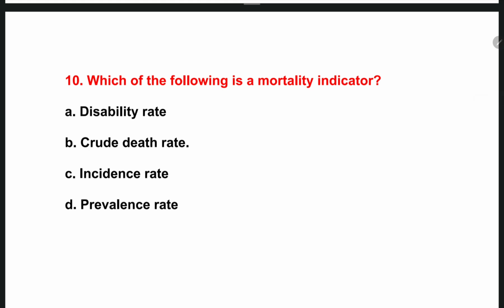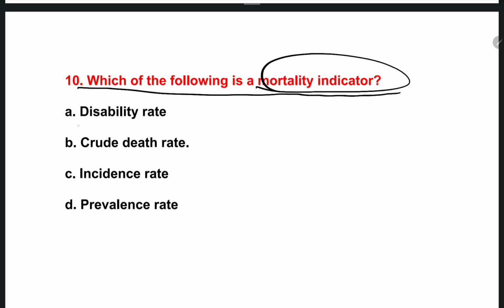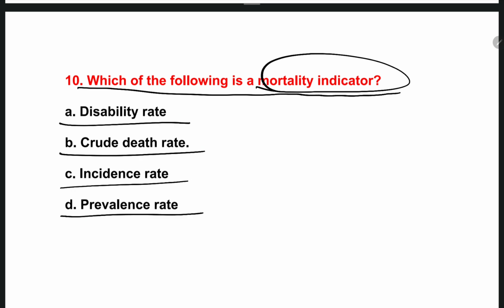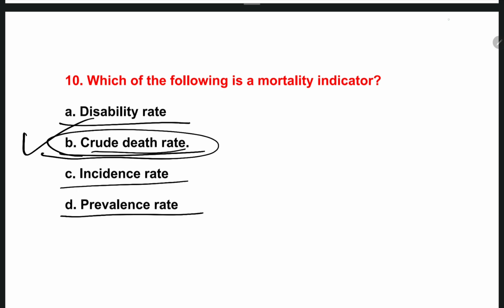Next one is: which of the following is a mortality indicator? Options are disability rate, crude death rate, incident rate, prevalence rate. So the right one is option B, crude death rate. It is a mortality indicator.